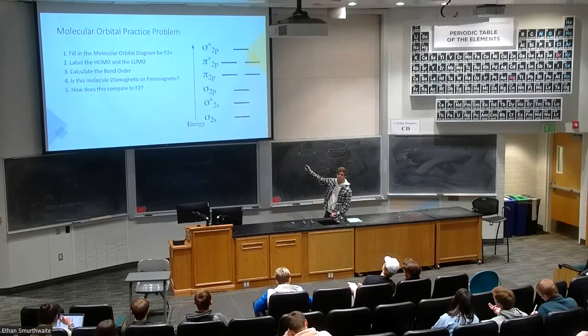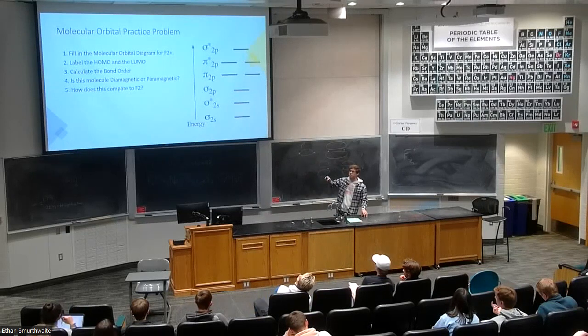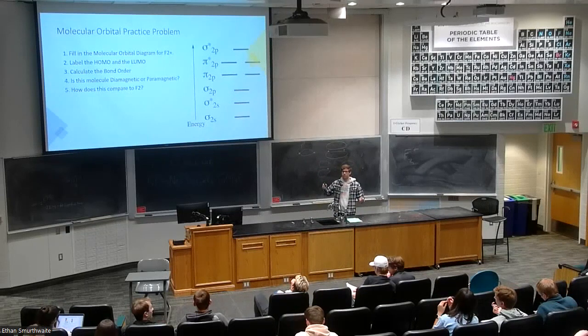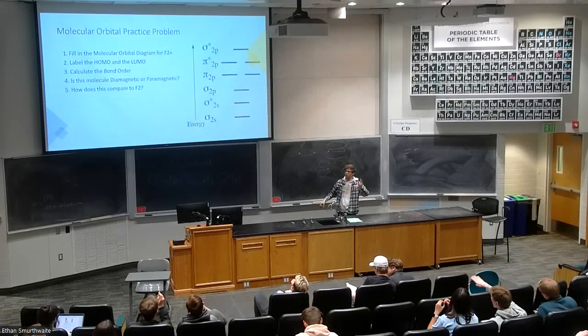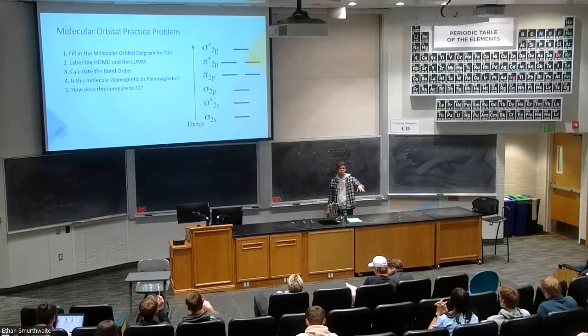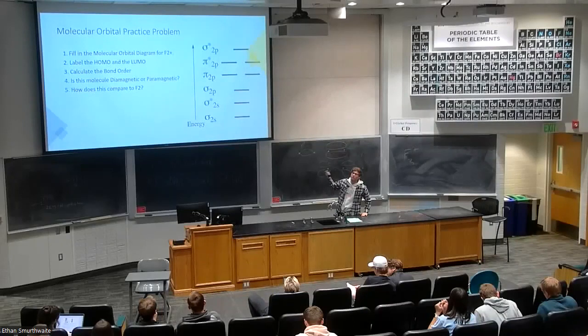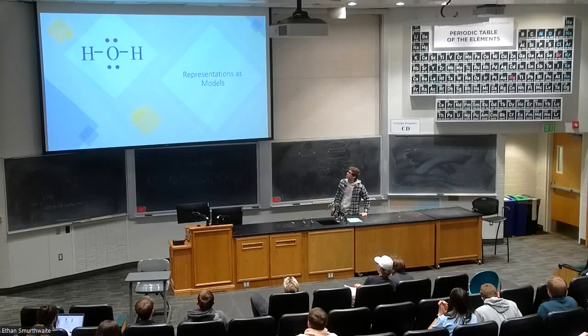The only thing that differs in F2 is the bond order. It's just a normal bond order of 1, right? Because it's 8 minus 6 divided by 2, 1. Guys, does bond order make sense, how we're calculating it? Yes. Okay, good. And it's diamagnetic, F2. Okay, let's go on. That was the first part.